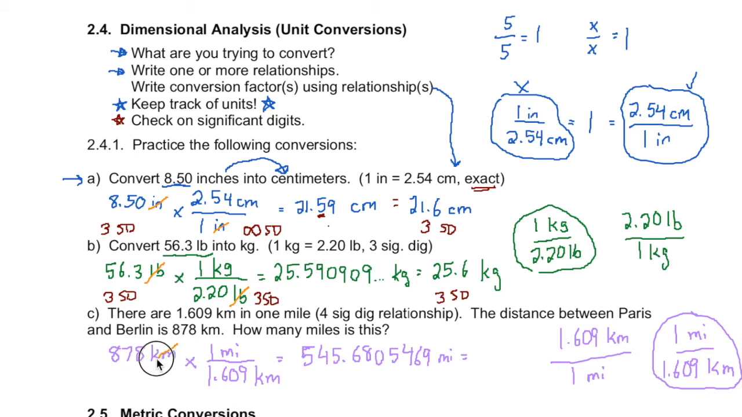Looking at the units, our kilometers cancel. Looking at the significant digits, we have 3 significant digits in our measurement and 4 in our conversion factor. So we are going to want to round it to 3 significant digits, giving us 546 miles as our answer.